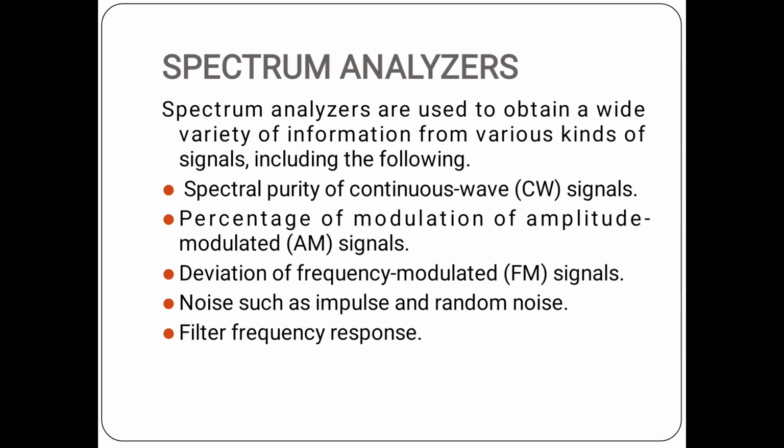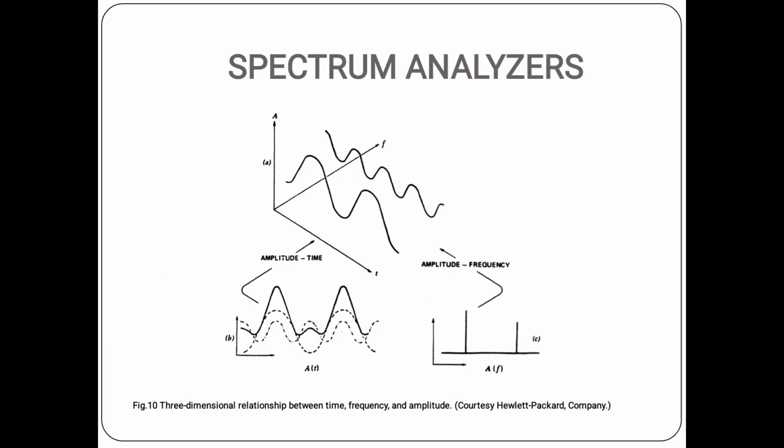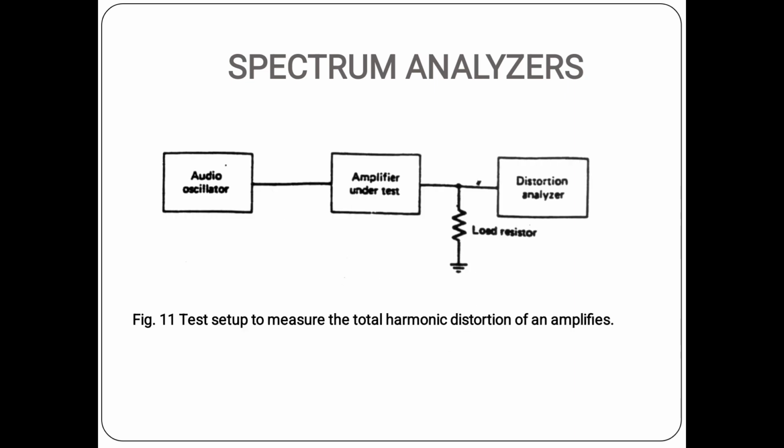These analyzers are used to obtain a wide variety of information from various kinds of signals, including the spectral purity of continuous wave signals, percentage of modulation of amplitude modulated signals, deviation of frequency modulated (FM) signals, noise such as impulse and random noise, and filter frequency response. The three-dimensional relationship between time, frequency and amplitude is shown in this figure from a spectrum analyzer.